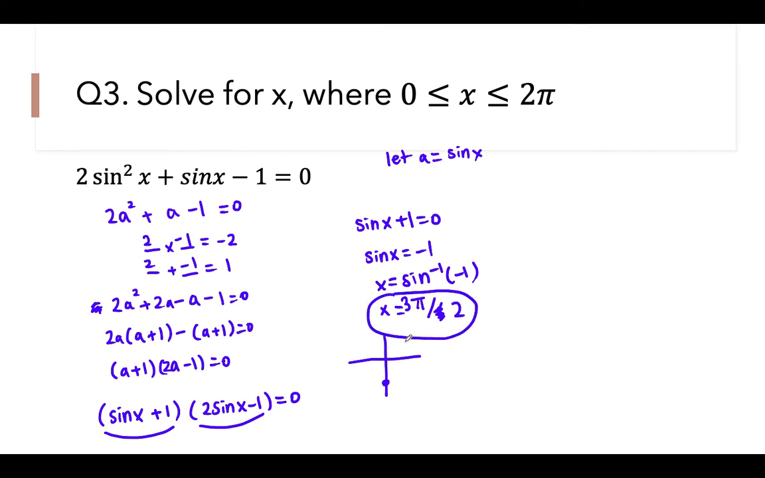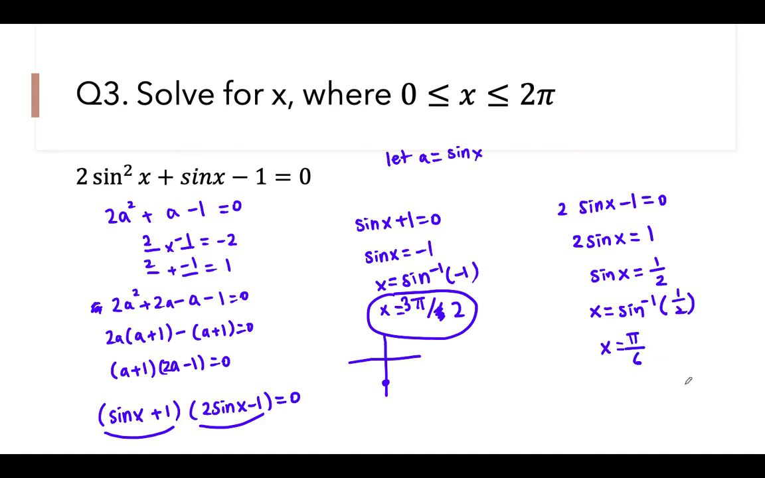Okay. Now, what about the next one? We have 2 sine x minus 1 equals 0. So I'm going to move -1 to the other side. So 2 sine x equals 1. Sine x is equal to 1 over 2. And you're going to do the inverse. x is equal to sine inverse 1 over 2. So x is equal to pi over 6.